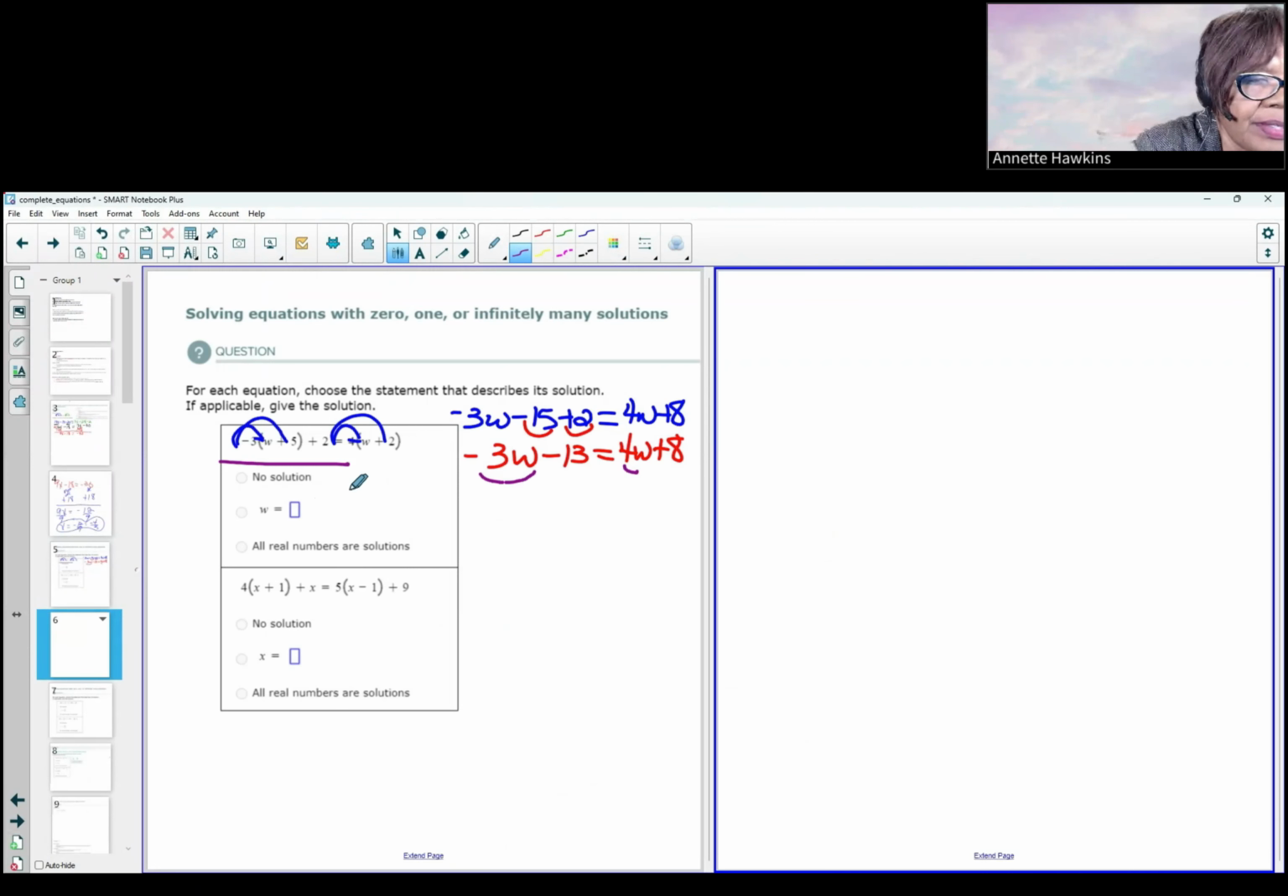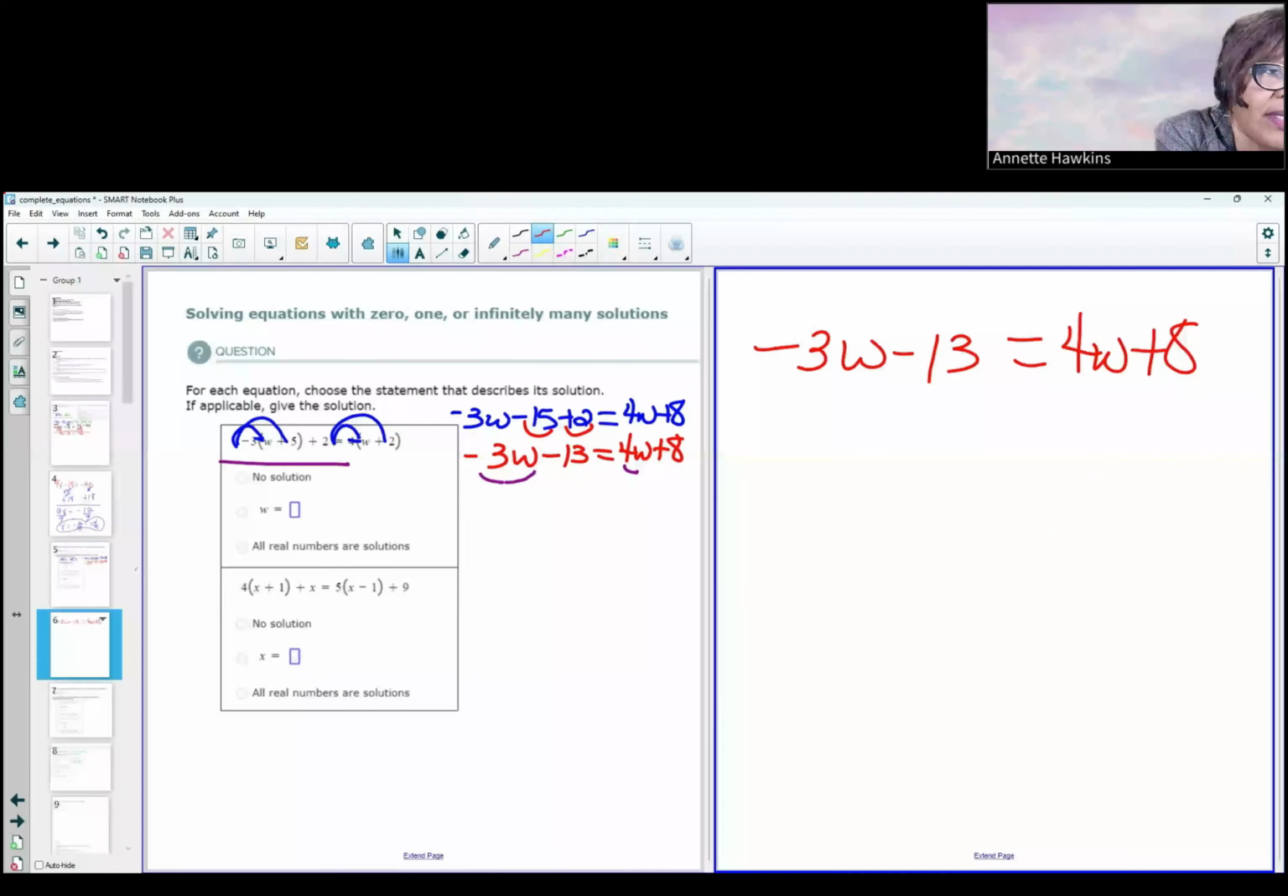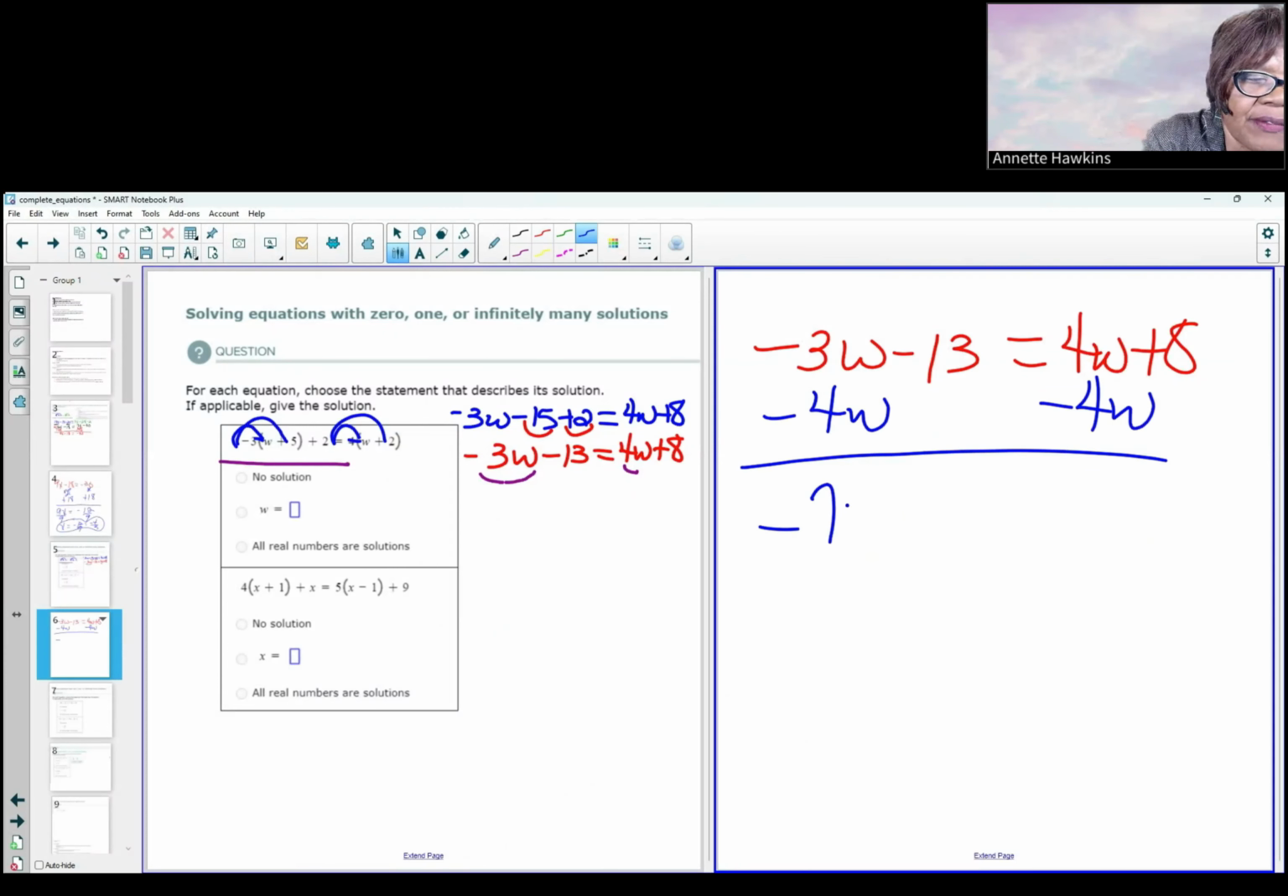All right, so this is -3W minus 13 equals 4W plus 8. And so I'm going to subtract this 4W from both sides. See, we end up with a negative coefficient, which is okay because we're smart, we can handle it. But like I said before, if you can reduce some of the stress and the friction, it's a better thing to do. Okay. All right.